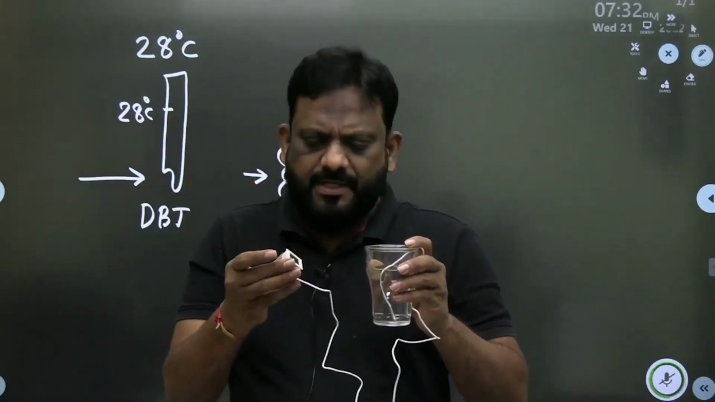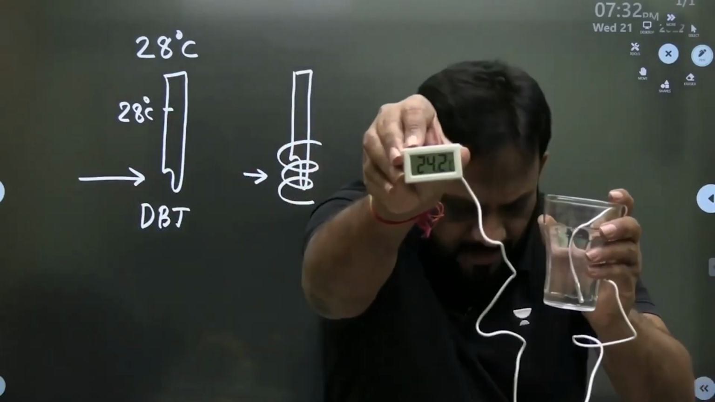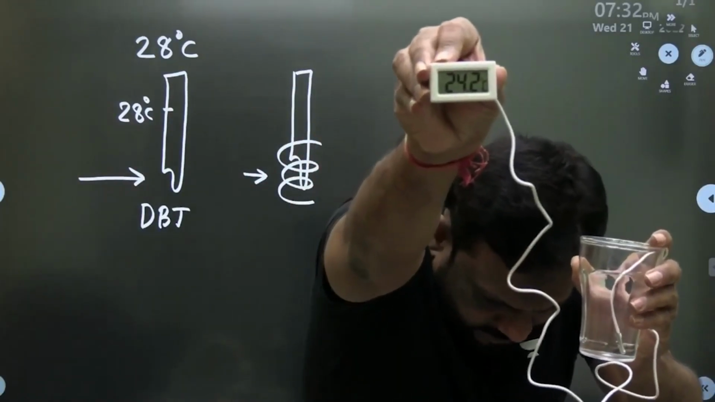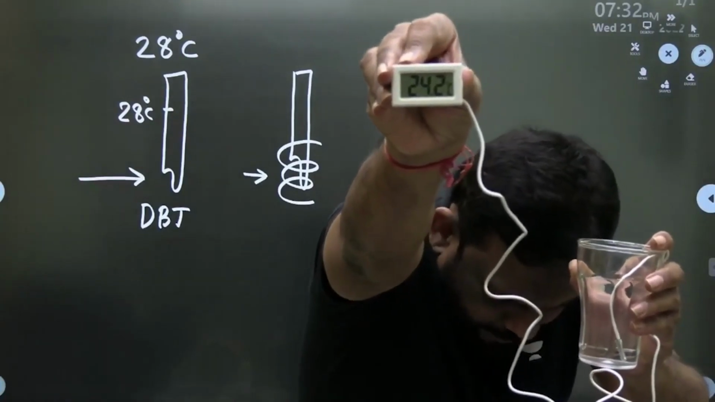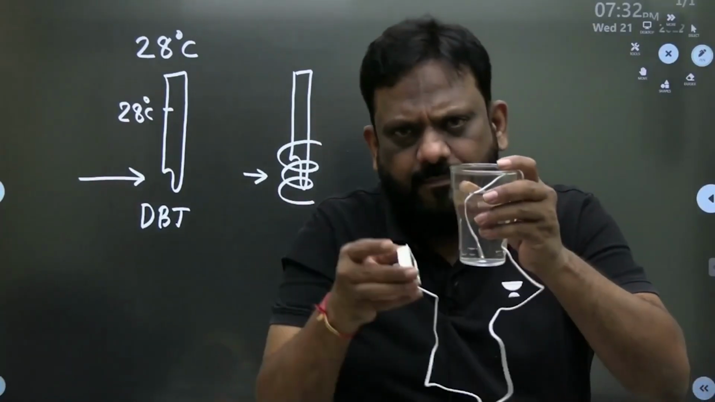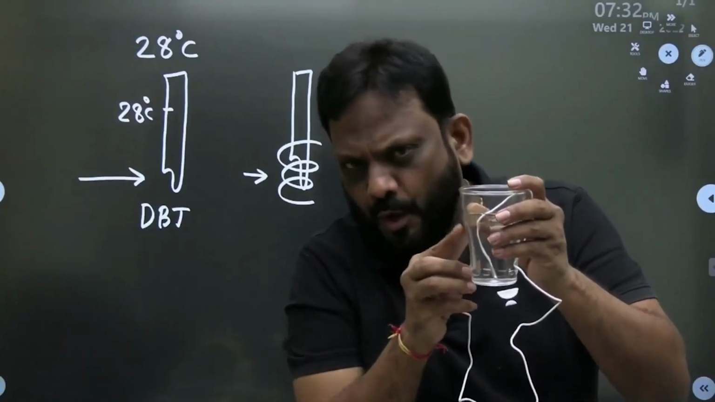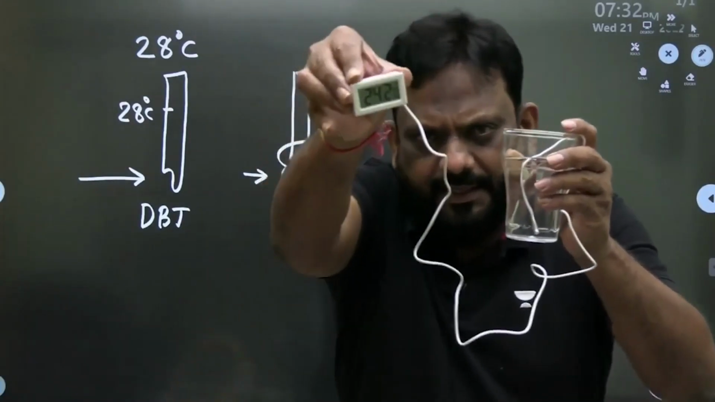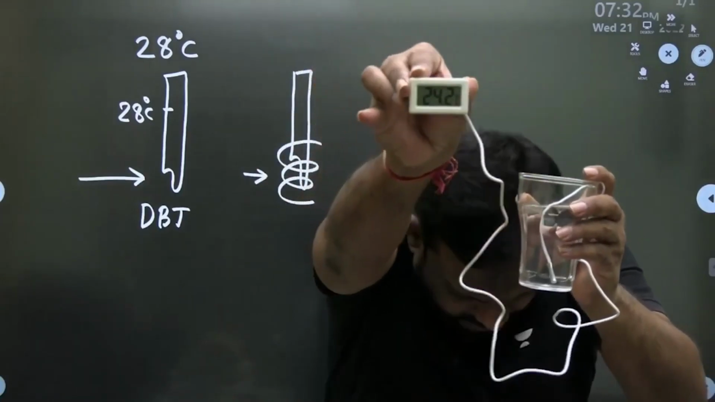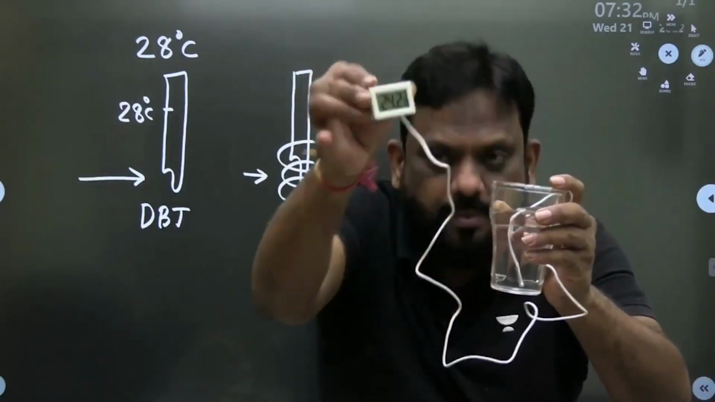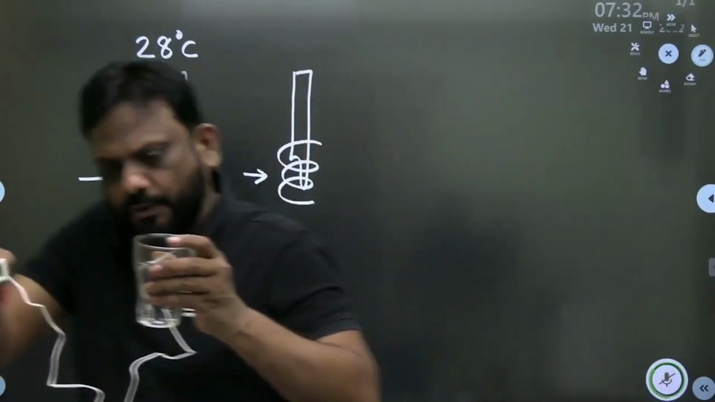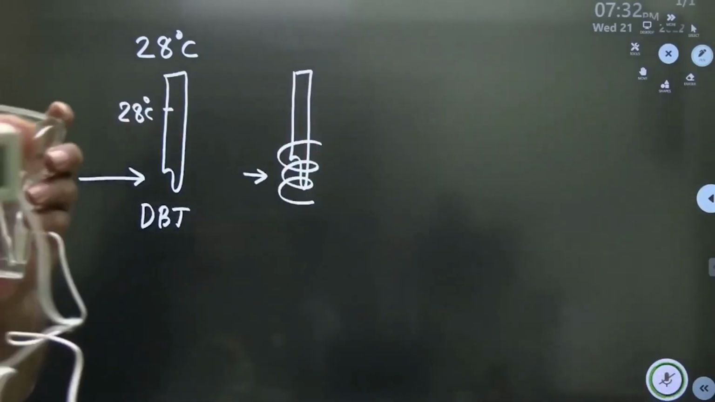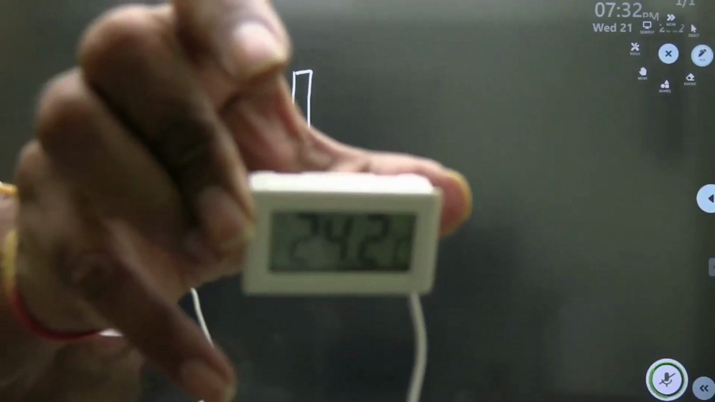Now if you observe the temperature of the air, can you see 24.2? Please note that. Now I am measuring the temperature of this water. Look carefully. I am measuring the temperature of this water and it is 24.2. I think you can see 24.2. Let me show you, so you can see it very clearly.